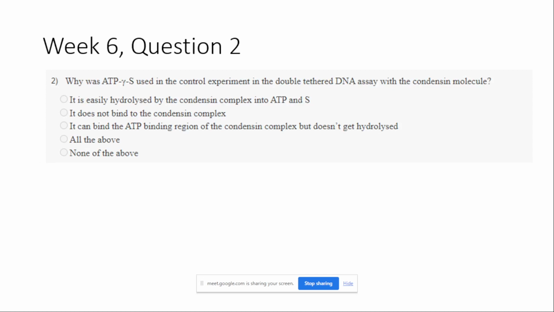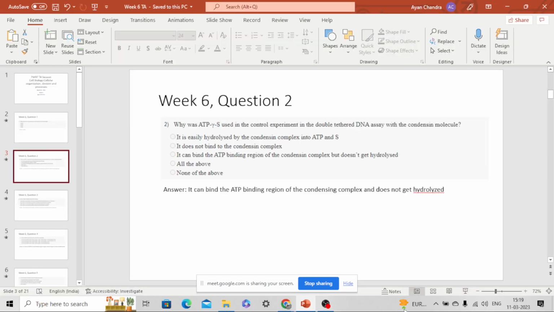Okay, so the second question is: why was ATP gamma S used in the control experiment in the double tethered DNA assay with the condensin molecule? I hope you have gone through the lectures, and there was one experiment where they did the double tethering of the DNA in a plate and tested the loop extrusion activity of condensin and ATP. If you went through the lecture, you must know.